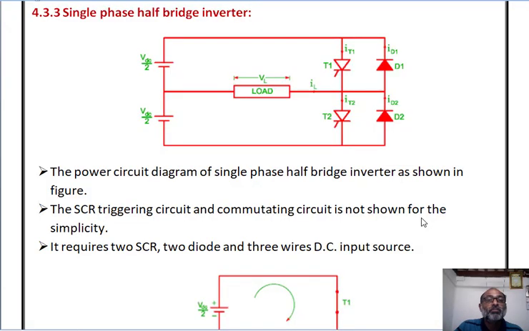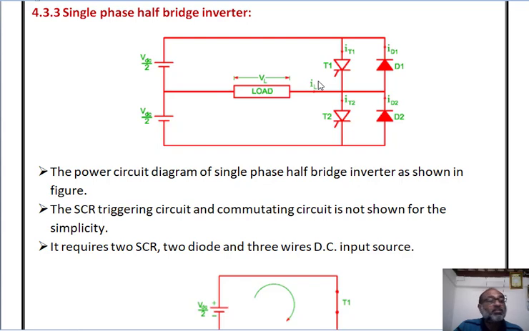Single phase half bridge inverter. Now the power circuit diagram of the single phase half bridge inverter is shown in this figure. The SCR firing circuit and the commutating circuit, that means the circuit to turn off the thyristor, is not shown for simplicity.